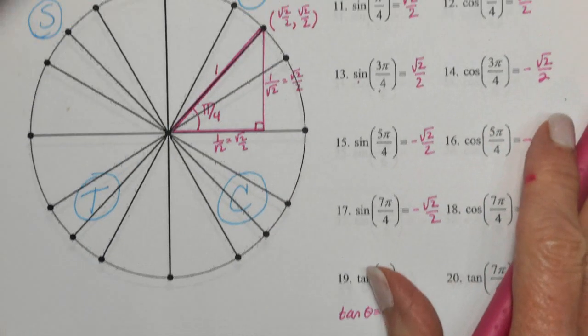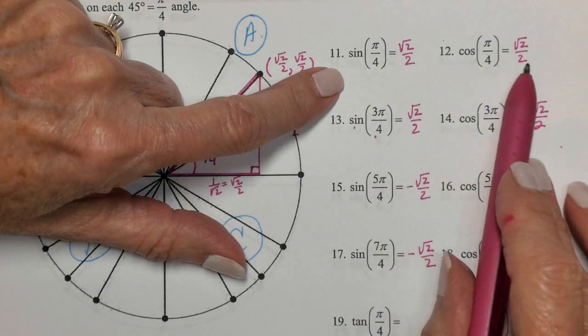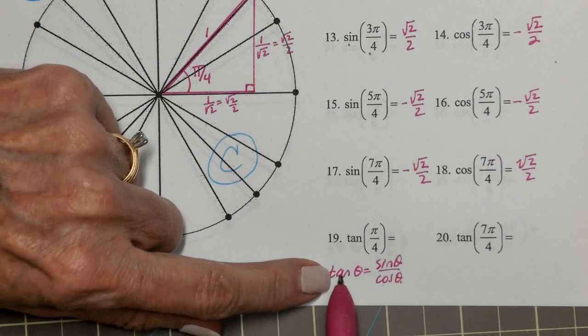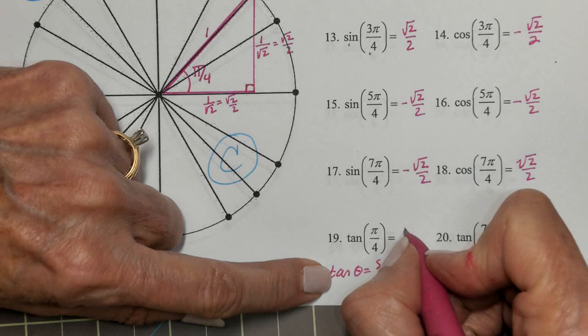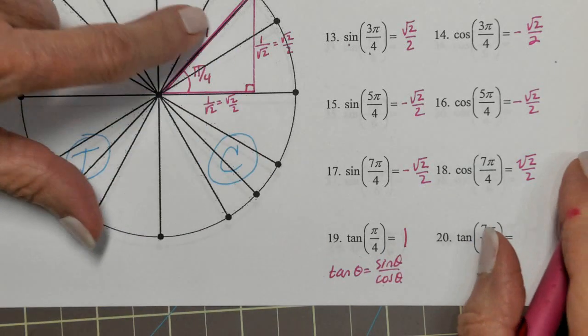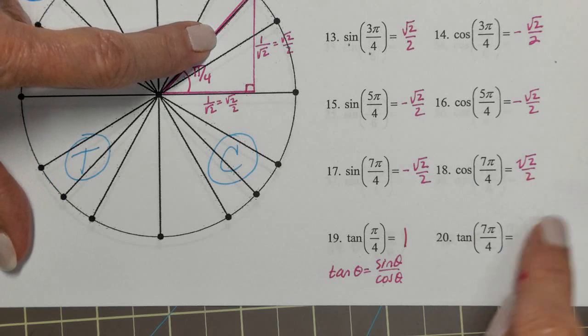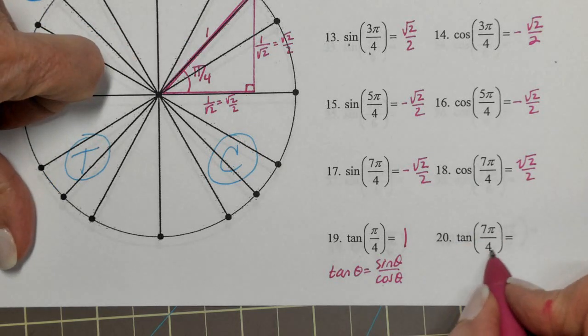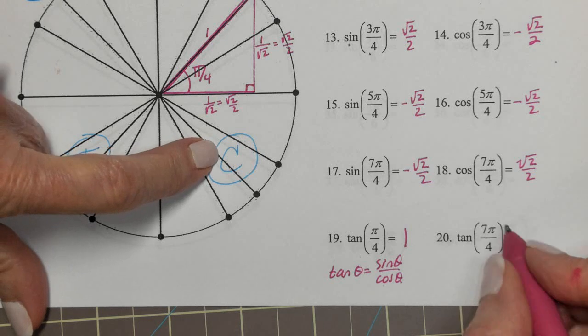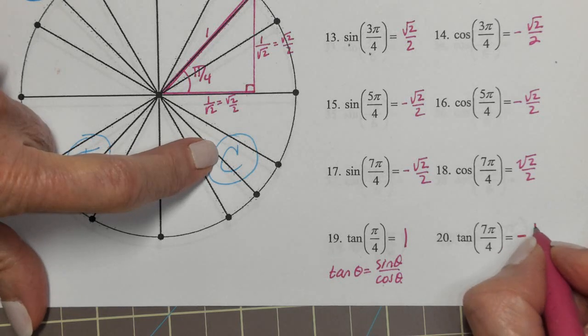Well, sine of pi over 4 is square root 2 over 2. Cosine of pi over 4 is square root 2 over 2. So tangent of pi over 4 is 1. 7 pi over 4 is in quadrant 4. Tangent is negative there. So negative 1.